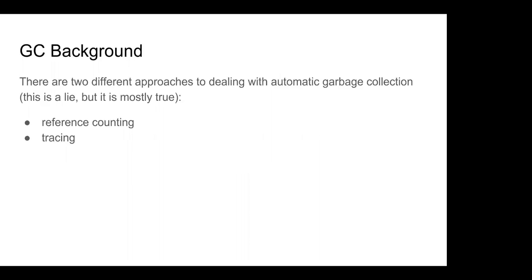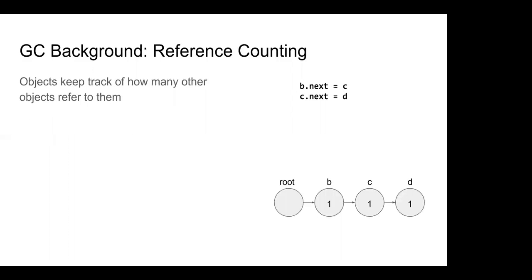I want to talk a little bit about some garbage collection background. There are two different approaches to dealing with garbage collection, sort of. There should be a little asterisk there. But there are two major ones, and they are reference counting and tracing. With reference counting, objects keep track of how many other objects refer to them.